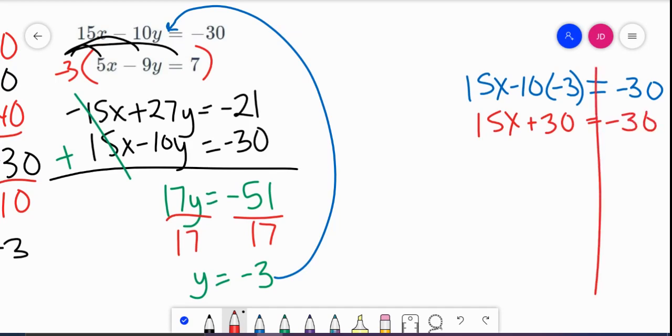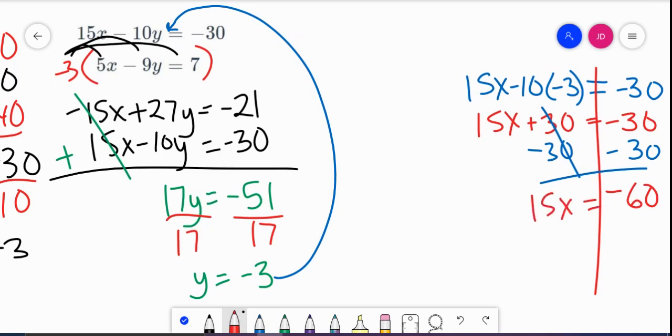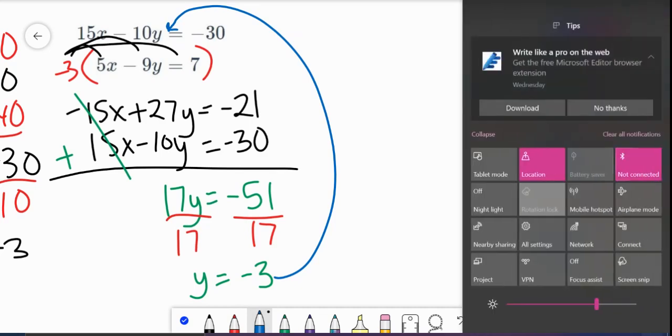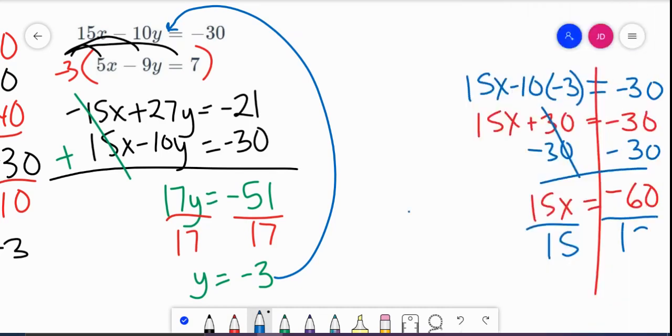All right. Minus 30 from both sides. Now, careful. These cancel. Negative 30 and negative 30 do not cancel. They are negative 60. And then I divide both sides by 15. And I get x is negative 4.